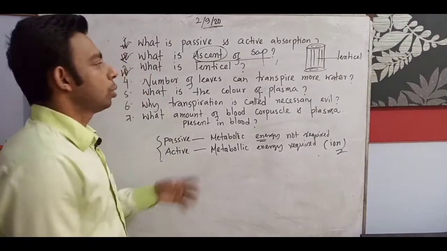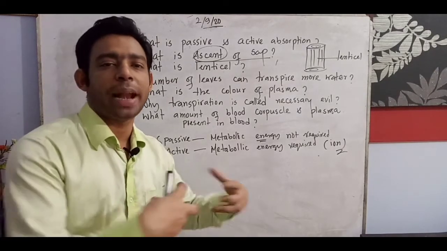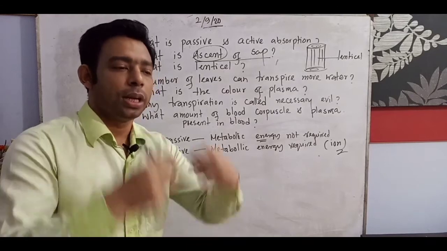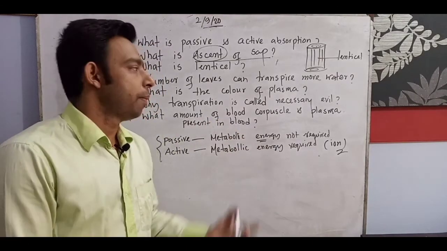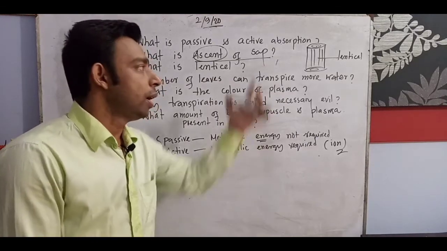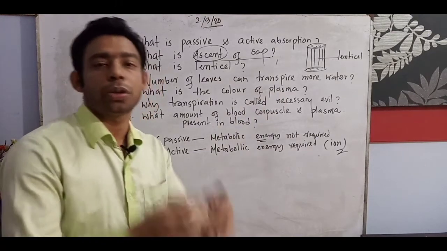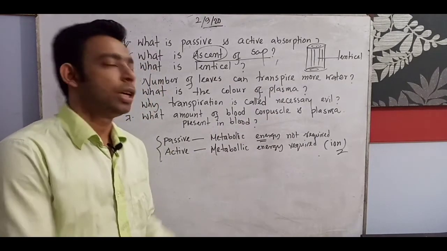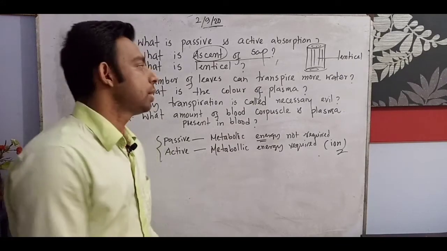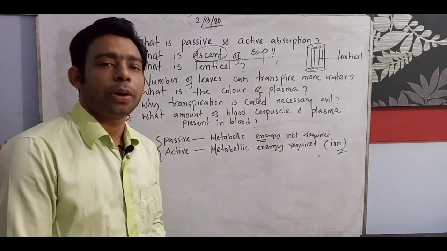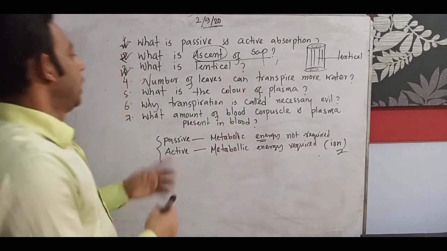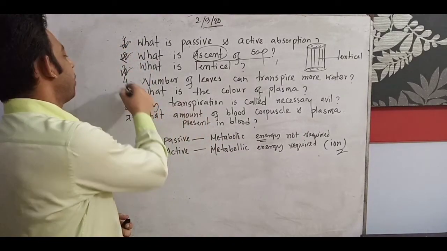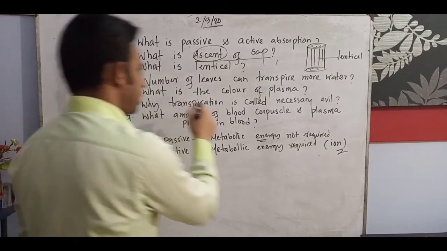When a plant absorbs water, leaves always transpire the maximum amount of water, but stomata and lenticels can also take part in transpiration. So lenticels take part in letting excess water out from the body of the plant. Number of leaves can transpire more water, of course, this is yes.